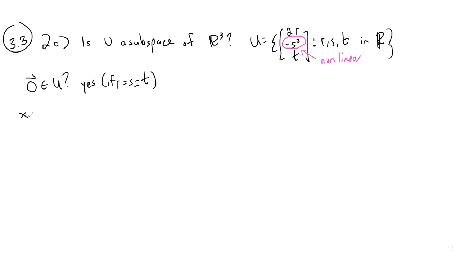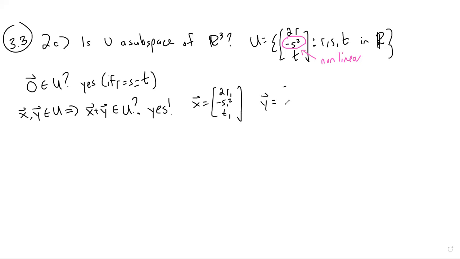We're actually going to also find that this is closed under addition. So if we have, let's say, x and y in U, does this imply that x + y is in U? Well, actually, yes, this is also going to be true. It's a little bit harder to show, but it is in fact going to be true. So let's say that x is (2r₁, −s₁², t₁) and y is (2r₂, −s₂², t₂).